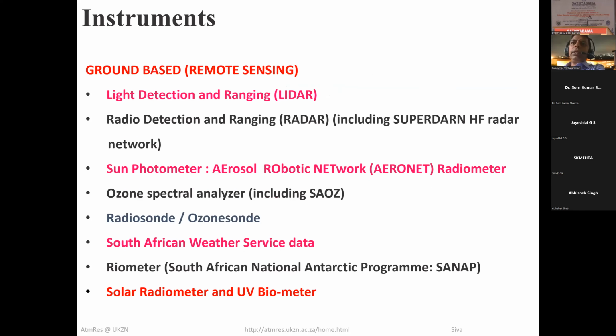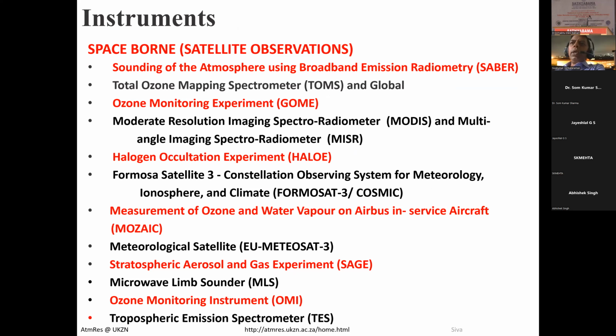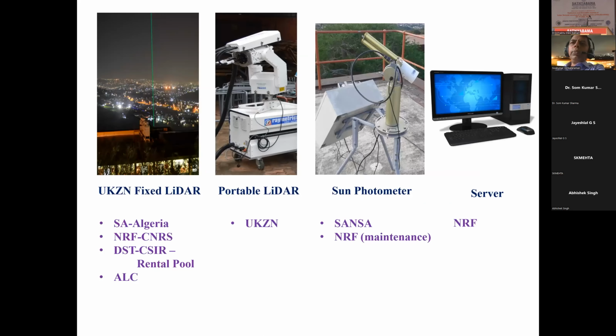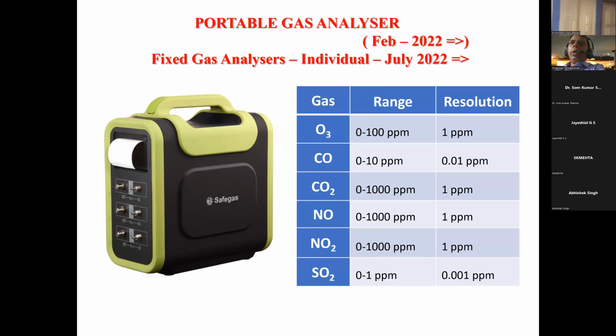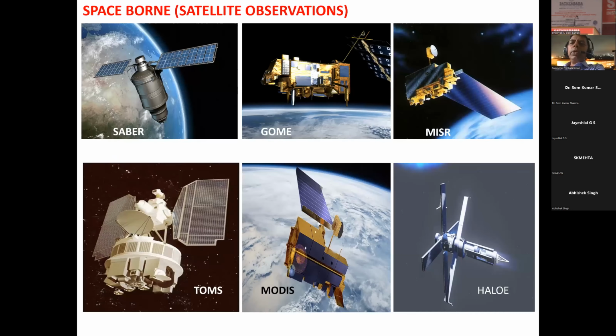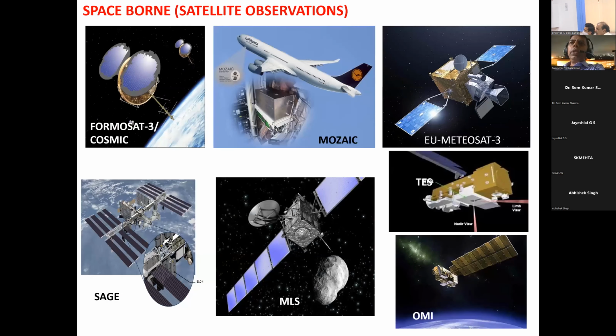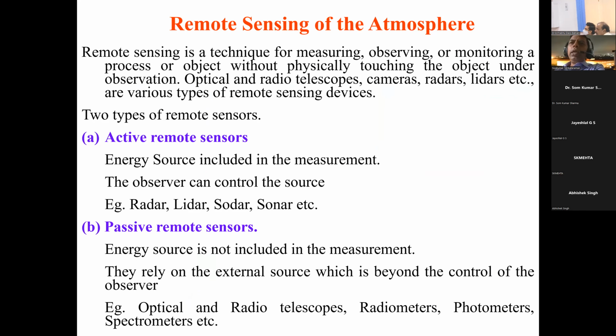I will skip all these slides. So we have some ground-based measurements. Then we also have a large number of satellite measurements, which we mostly use for our atmospheric studies. These are a few of the satellites which have been used. Otherwise, I covered this part, as I told you: active remote sensing, where the energy source is included, and passive remote sensing, where it is not included. So you don't have control over the energy source you will be using. You will be using some natural source to activate your instrument.